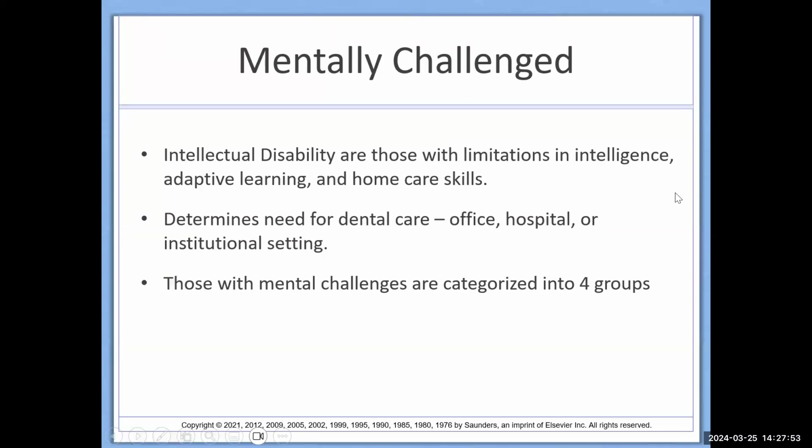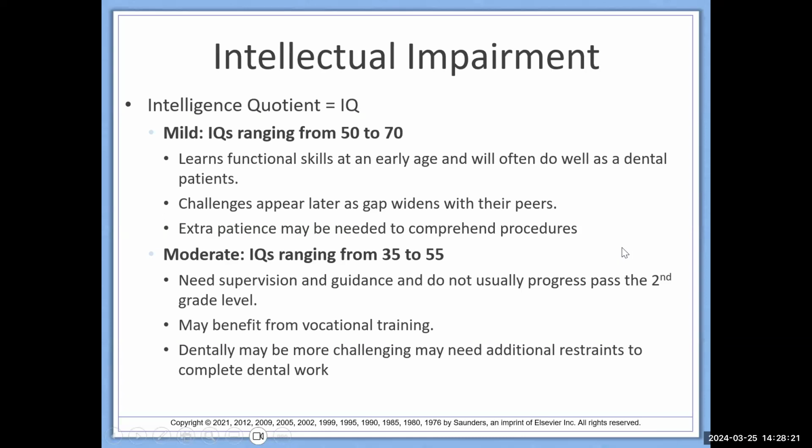But with a mentally challenged patient, there's an intellectual disability, often abbreviated as ID. Those are those with limitations in intelligence, adaptive learning, and home care skills. It determines the need for dental care, office care, hospital care, or even if the patient has to go through an institutional setting. Those with mental challenges are categorized into 4 groups. So when it deals with intellectual impairment, there are a couple of categories.